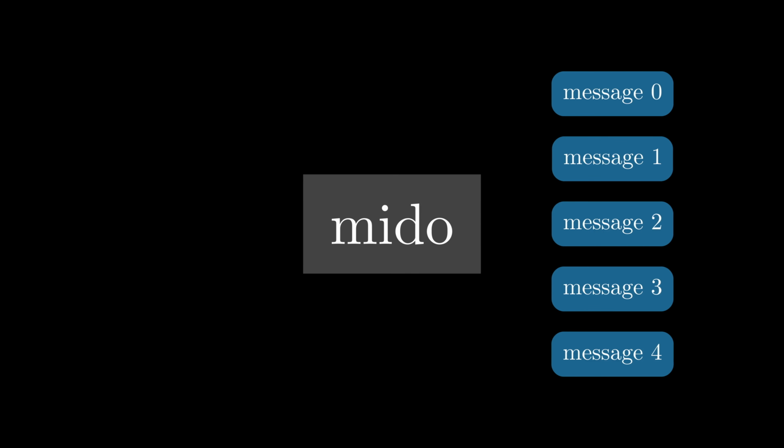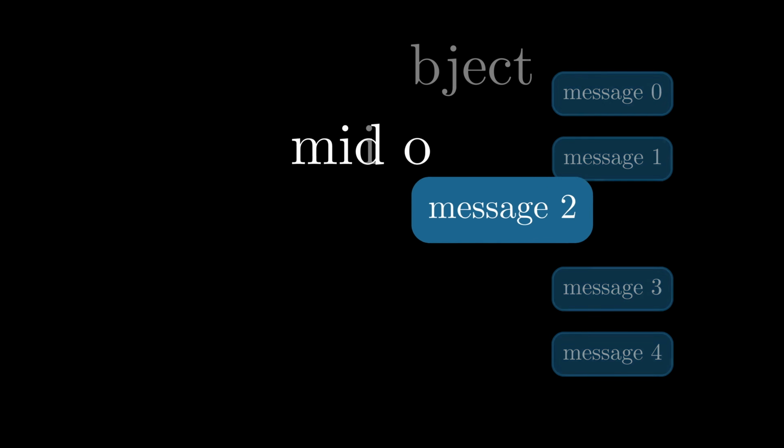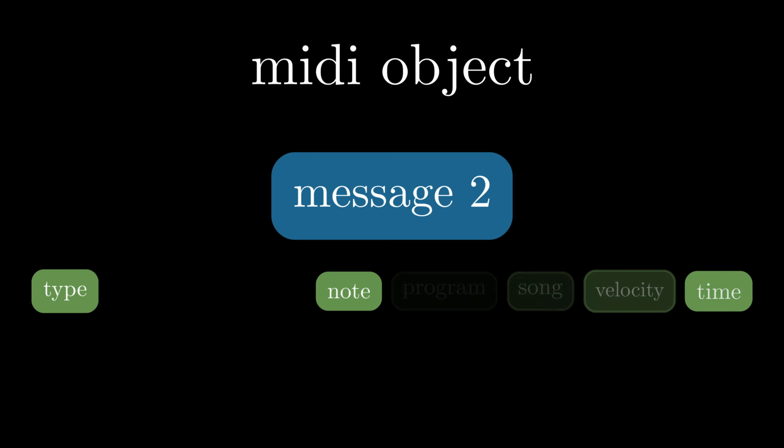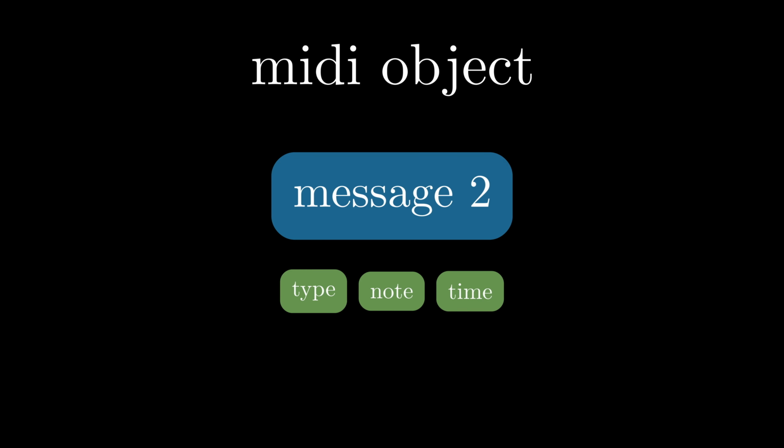That's where Mido comes in. The Python library that can read MIDI files and spit out a list of messages. Each message is a MIDI object that has many attributes. For our purposes, we really only care about type, note, and time, which tell us the type of message, which note was played, and when that MIDI message was sent.